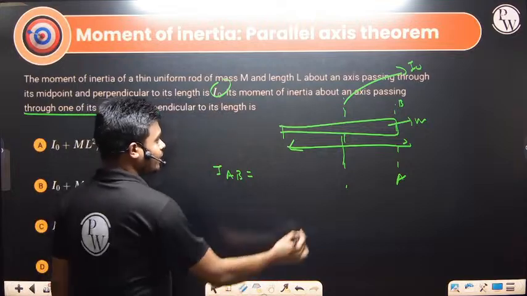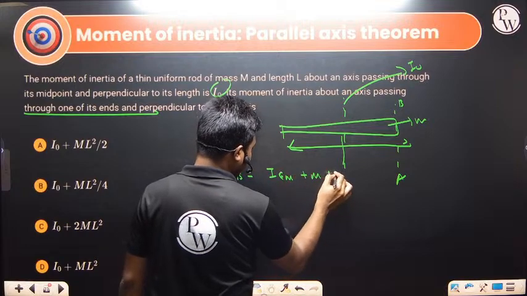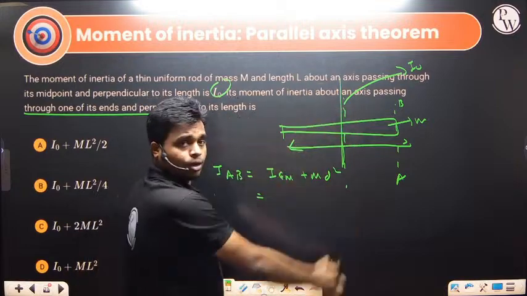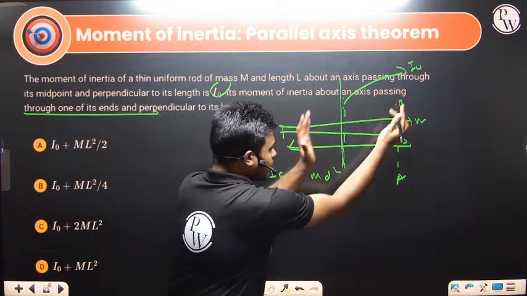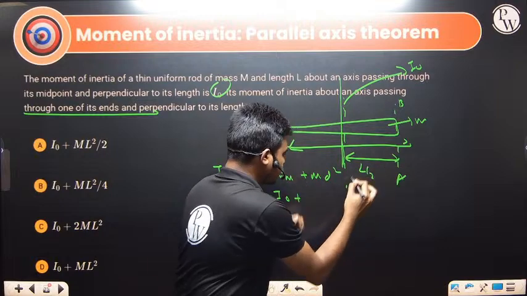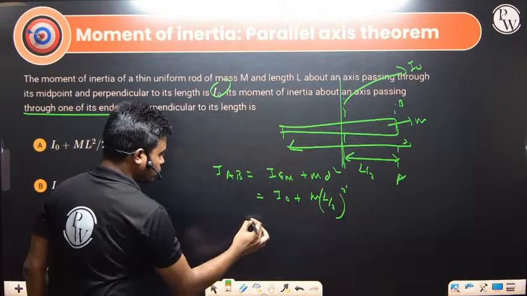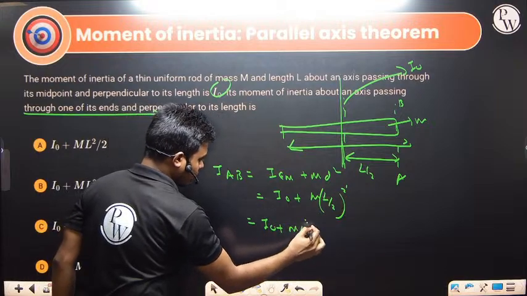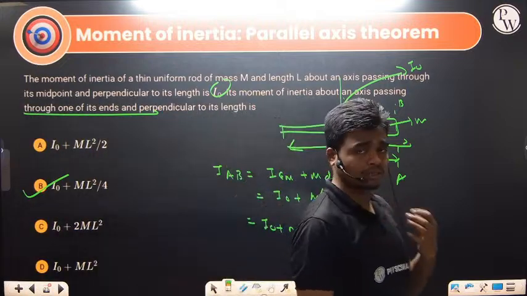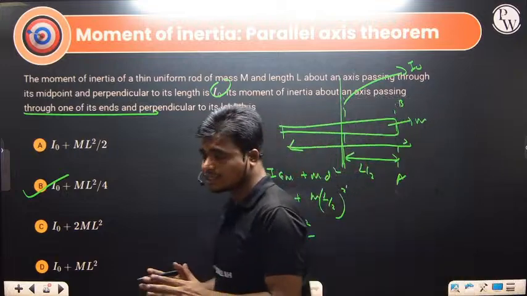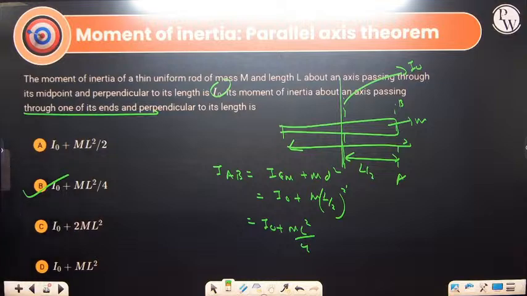So what is the moment of inertia about this particular axis using the parallel axis theorem? This I_AB we can write as I_CM plus MD square. What is I_CM about the axis passing through its center? They mention that it is I naught, plus, as this axis and this axis are parallel, the distance between them is L by 2. So this will be M into (L by 2) whole square. So this will be I naught plus ML square by 4. The answer is I naught plus ML square by 4, where L is the length. What we have to focus on in this case is that the two axes must be parallel to each other and one axis must pass through the center of mass. Then we can calculate.